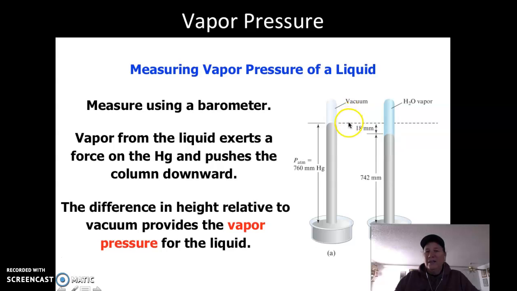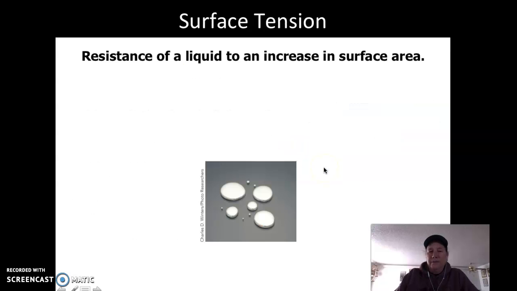Again, the liquid, in this case water, exerts a force down here. This tube is closed. This is water vapor, but again, it pushes down here and forces the mercury up. And then you read it, and that tells you how many millimeters of mercury. That's why that's one of the units. If you're at sea level, it should be 760. And if you remember when we did gases, that was the standard.